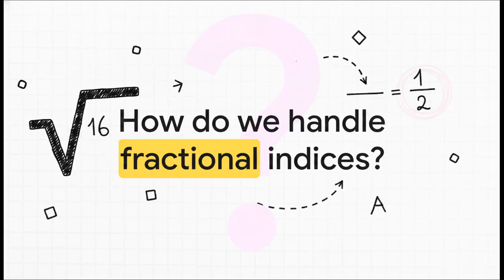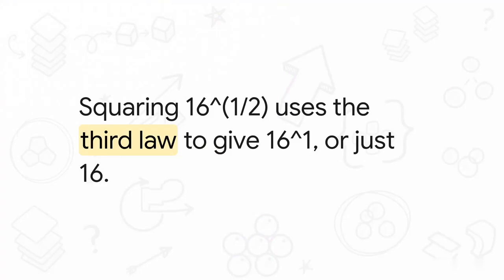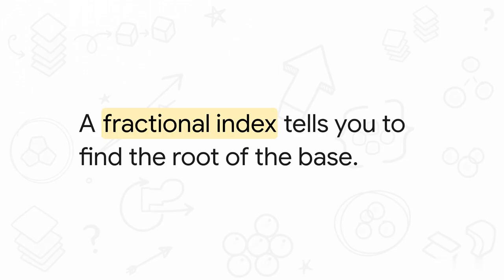Finally, the big one. How do we handle a fractional index, like 16 to the power of 1/2? Using our third law, squaring this fraction just gives us 16 to the power of 1. Since 4 squared equals 16, raising 16 to the half is basically just finding the square root, 4. The main takeaway? A fractional index is literally just an instruction telling you to find the root.